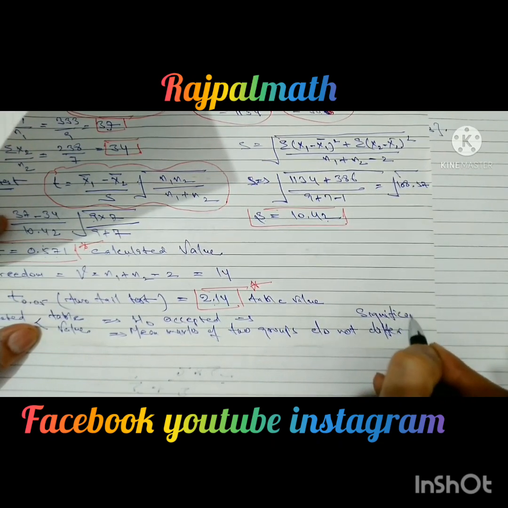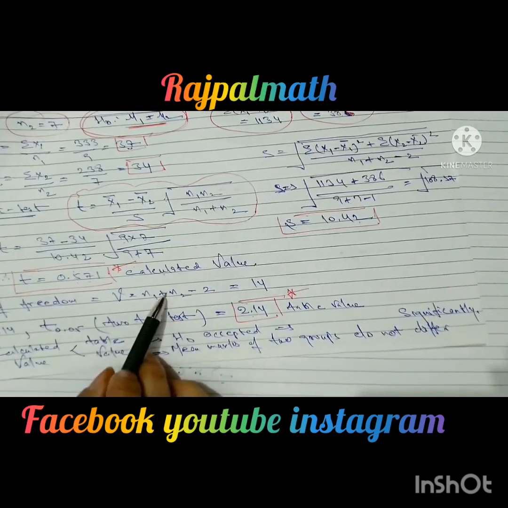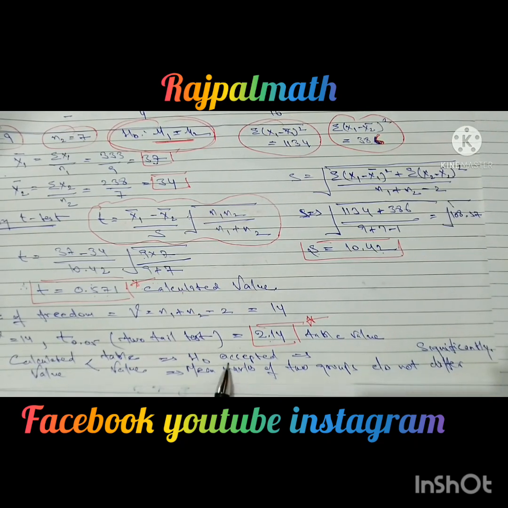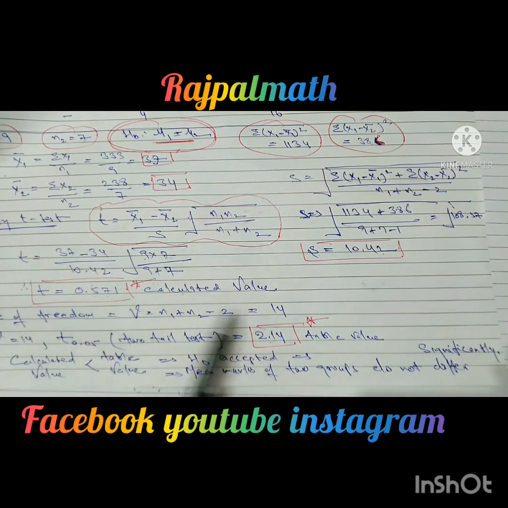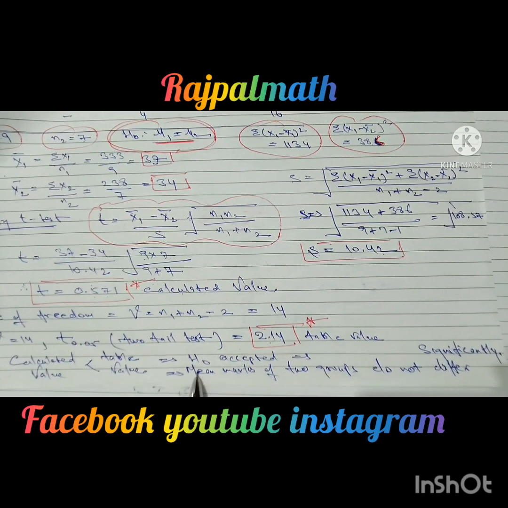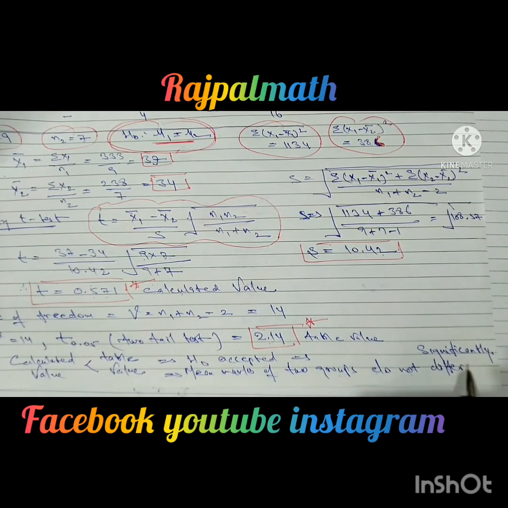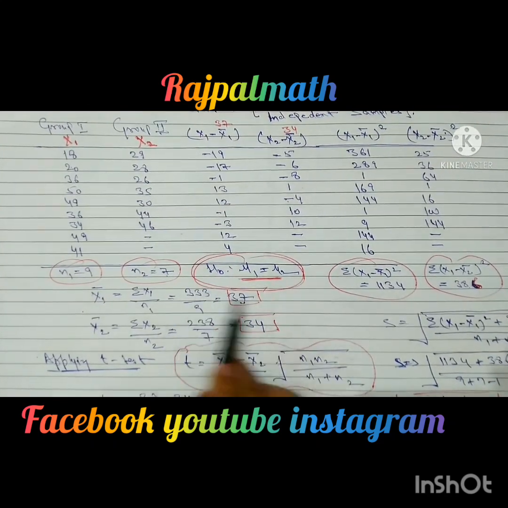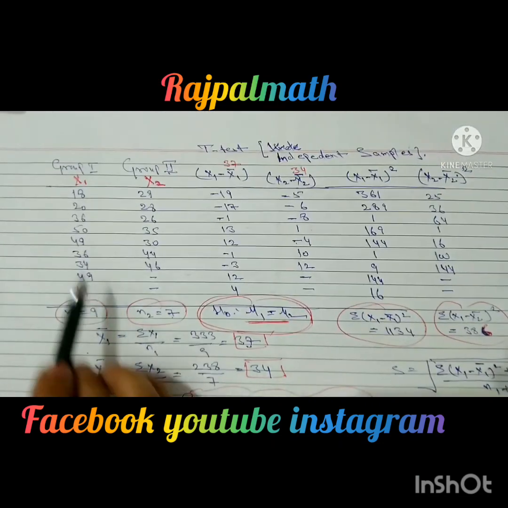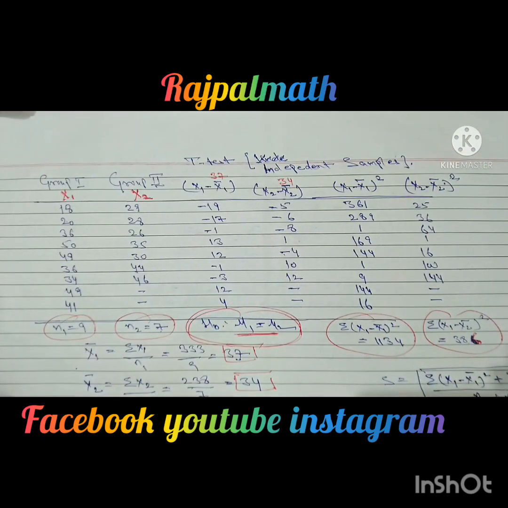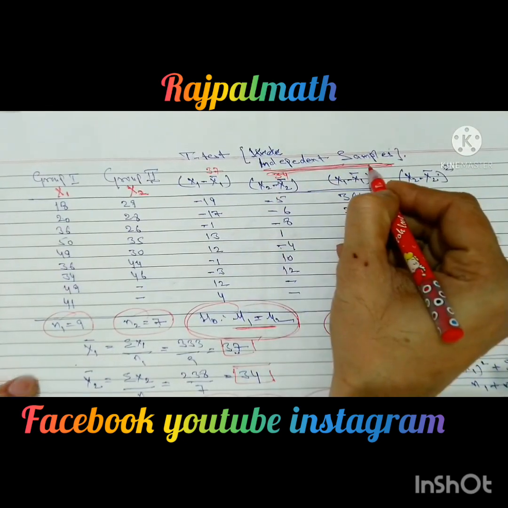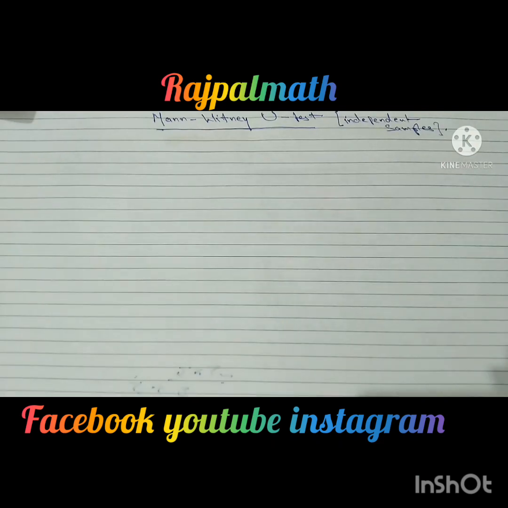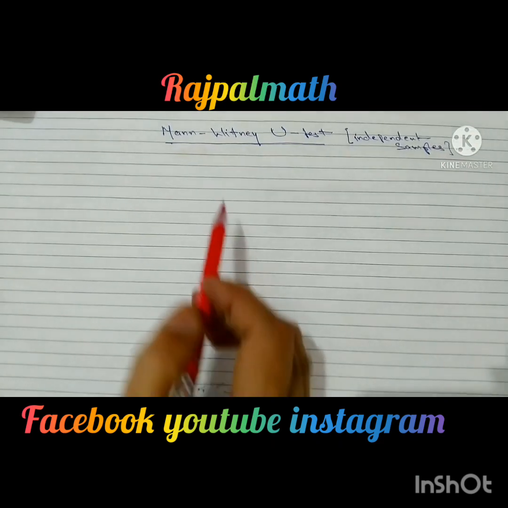Means there is no significant difference between the mean marks of group 1 and group 2. Significant means notable difference. So H naught is accepted, means mean marks of both groups are approximately equal. This is the result of our hypothesis by t-test: H naught is accepted by applying t-test for group 1 and group 2 in the independent sample case.